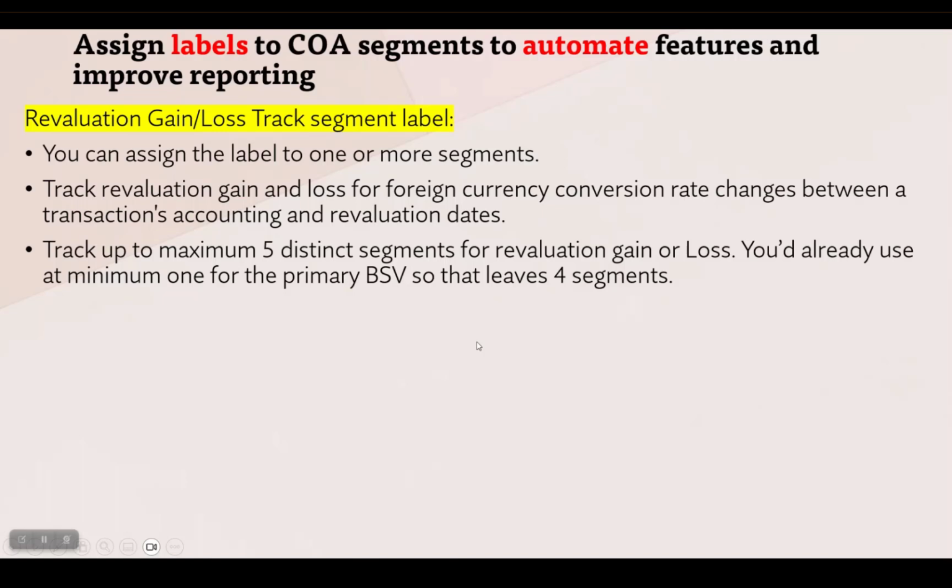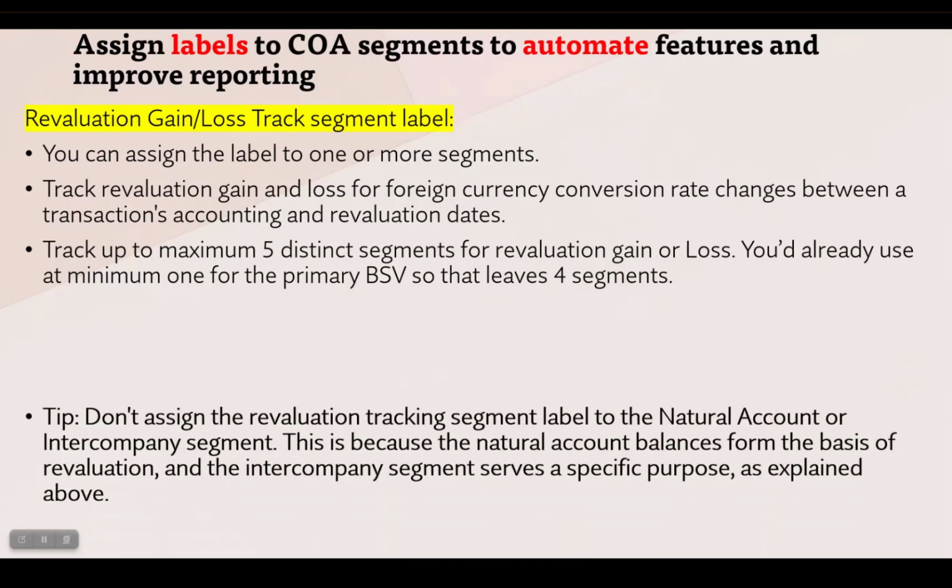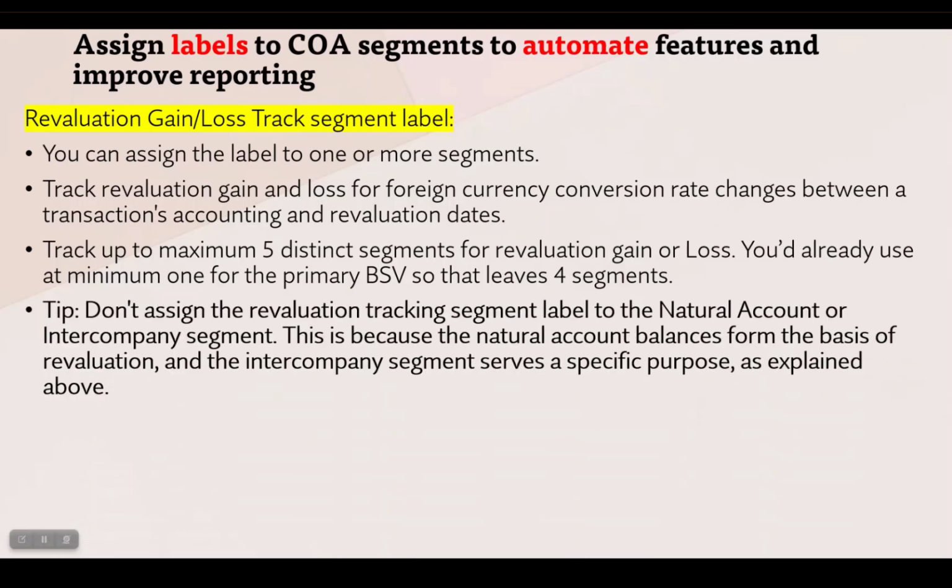You can also track up to a maximum of 5 distinct segments of reevaluation gain or loss. You have already used at least one of the primary balancing segments, so that leaves 4 segments. Don't assign the reevaluation track segment to the natural account or intercompany segment. This is because the natural account balance forms the basis of reevaluation, and the intercompany segment serves a specific purpose as explained above.